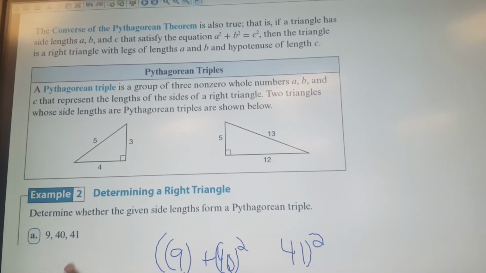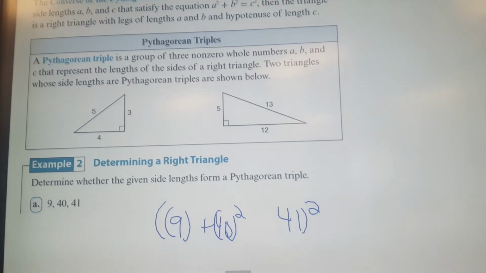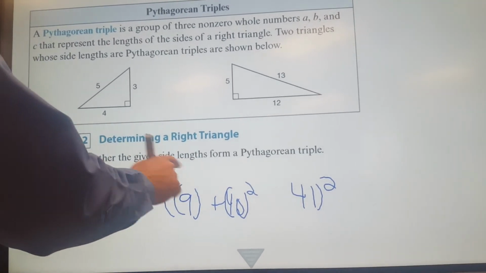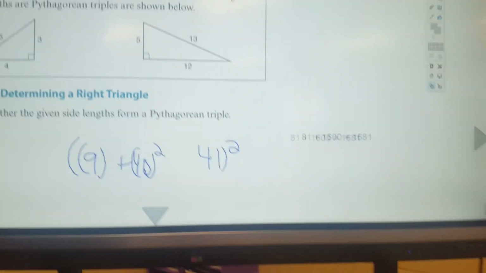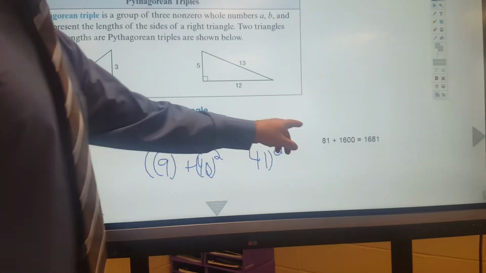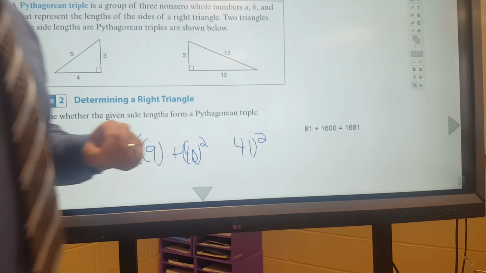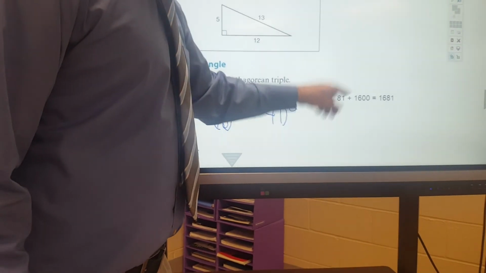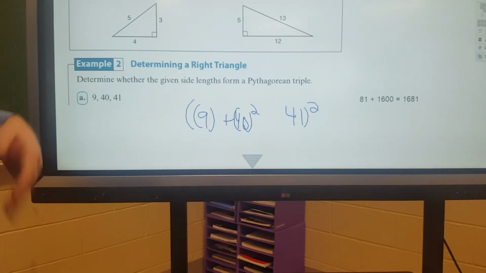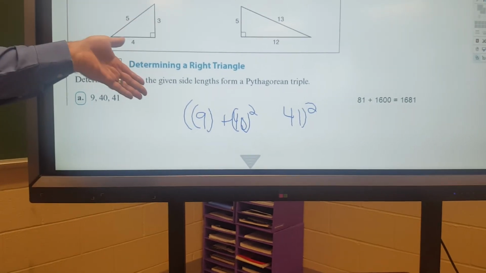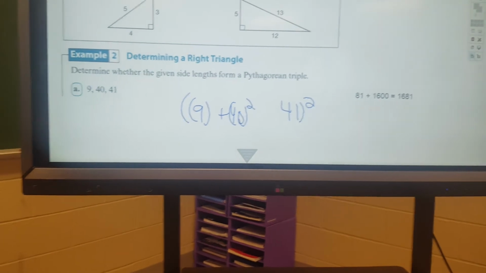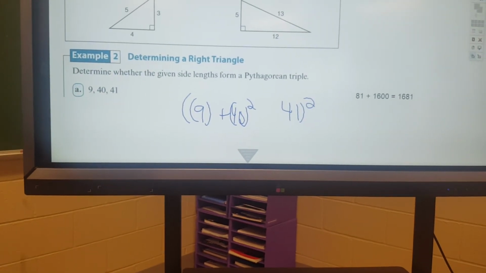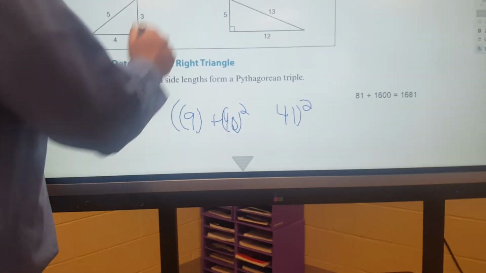All right, so we look at this. 9 squared, and I left 9 squared off, but you know it should be there, plus 40 squared is equal to 41 squared. So we're going to work this out. When we do, we get 81 plus 1600 is equal to 1681. 1600 plus 81 is 1681. So this works, and if this Pythagorean triple works, then we know, yes, it is a Pythagorean triple. So the answer to that would be yes, meaning it has to be a right triangle.